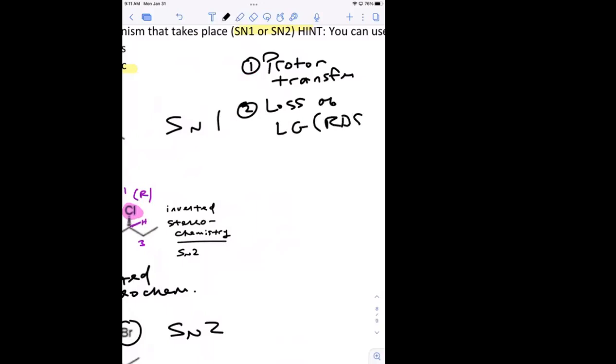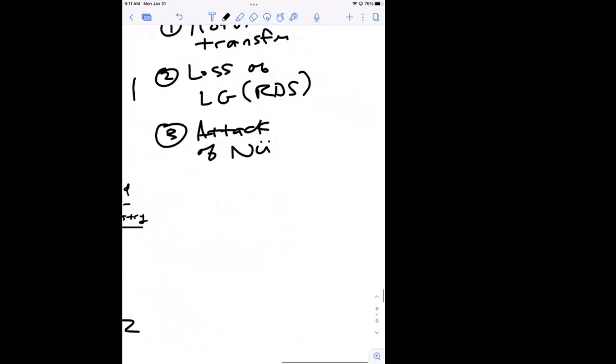Remember we said the reaction itself proceeded through a certain number of steps, and we did the energy diagram for it. What's the first step? Proton transfer. Good. What's the second step? Loss of leaving group. That's your rate determining step. What's the third step? Attack of the nucleophile on the carbocation intermediate. You're right, it is the electrophile, but I'm going to say it's the carbocation intermediate.